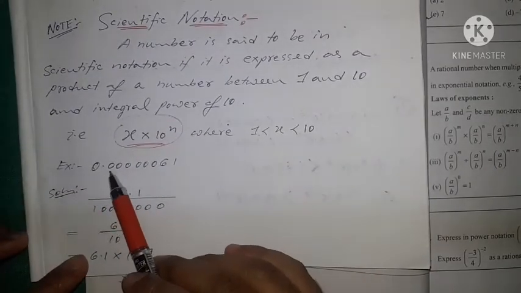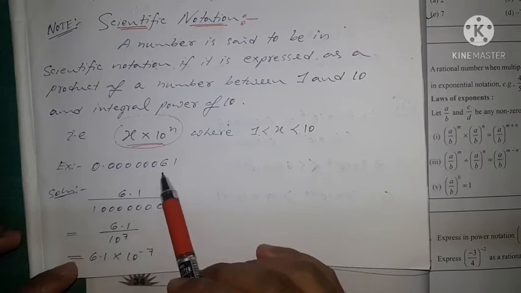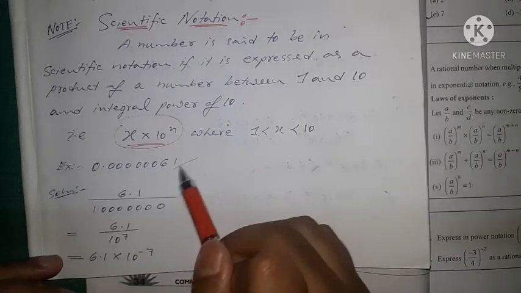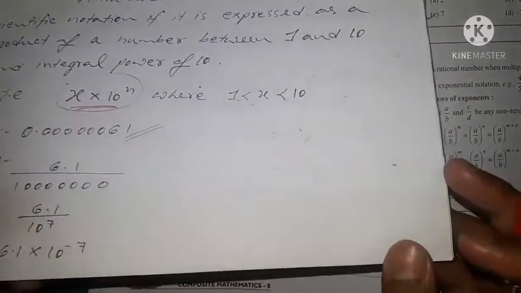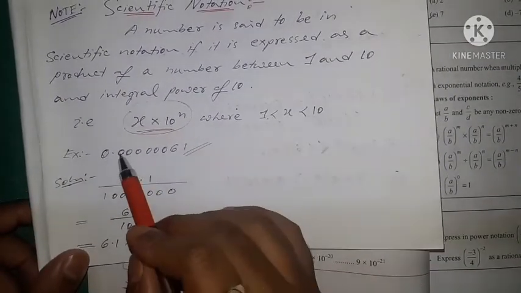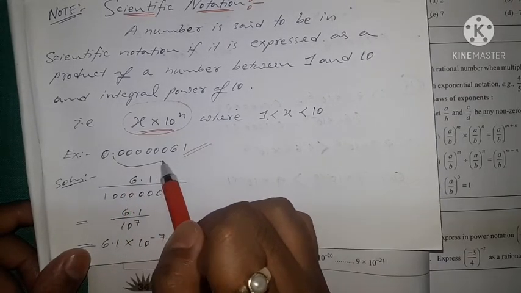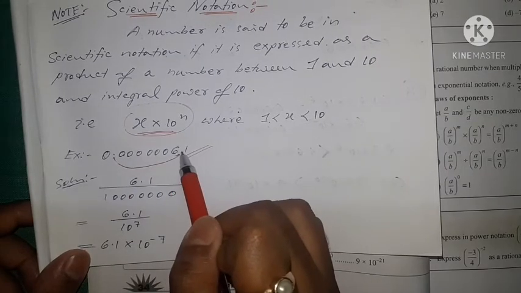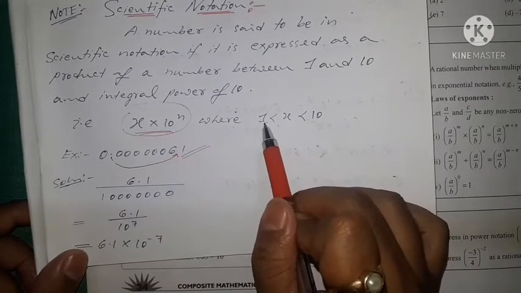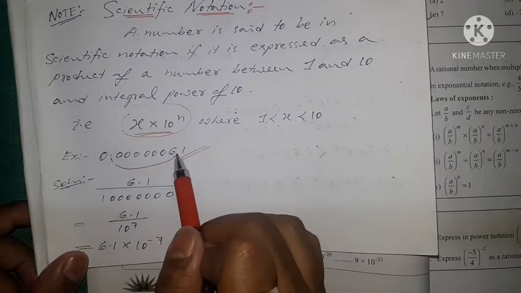It is given 0.0000061, that means 6 zeros are there. We are asked to convert it into scientific notation. So this is given in standard form and we are asked to convert it in scientific notation. That means this decimal point we have to shift here, then it becomes 6.1. So the value of x will be 6.1, it lies between 1 and 10. Therefore this decimal point we have to shift here, that is 6.1.